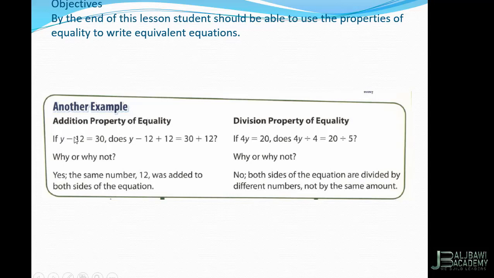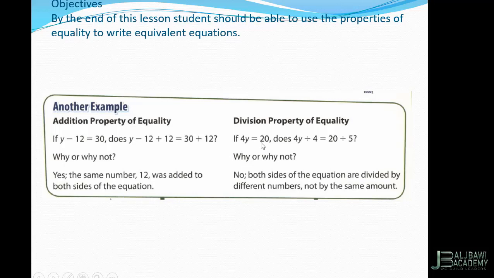Here we have a question. If y minus 12 equals 30, does y minus 12 plus 12 equal 30 plus 12? You can see that we added the same amount, which is 12, to both sides of the equality, so it stays correct. Yes, the same number, 12, was added to both sides of the equation.